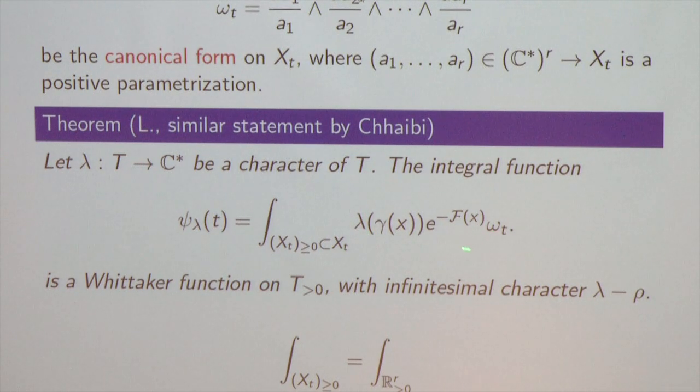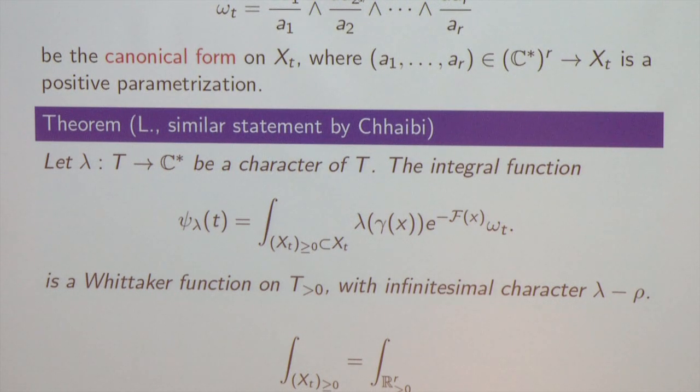And here is a function. Recall that gamma is a rational function from the geometric crystal to the torus. Lambda is a character, so it's a function from the torus back into numbers. So lambda composed with gamma is a function from the geometric crystal to numbers. And then you have this potential e to the minus the decoration. And then there's also this differential form.